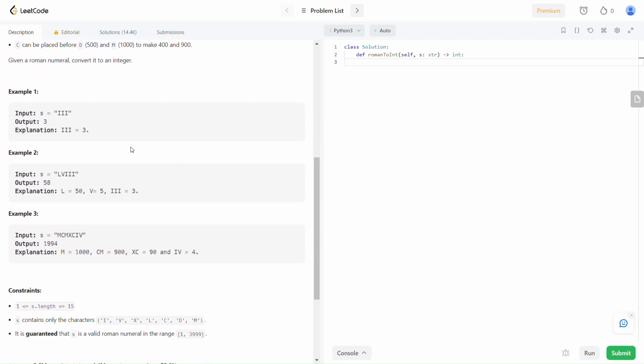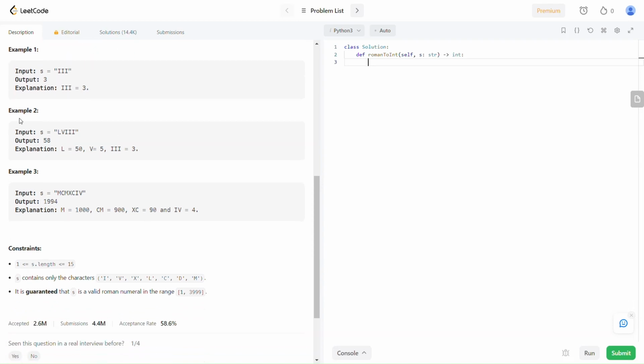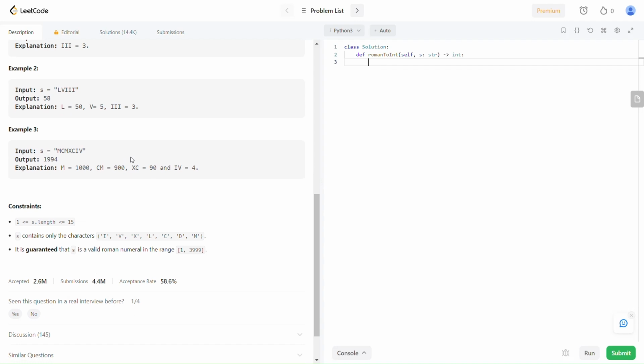There are 3 examples. The first example is 3 because there are 3 I's. The second example is 58 because L is 50, V is 5, and 3 I's are 3. The third example is 1994 because M is 1000, CM is 900, XC is 90, and IV is 4.